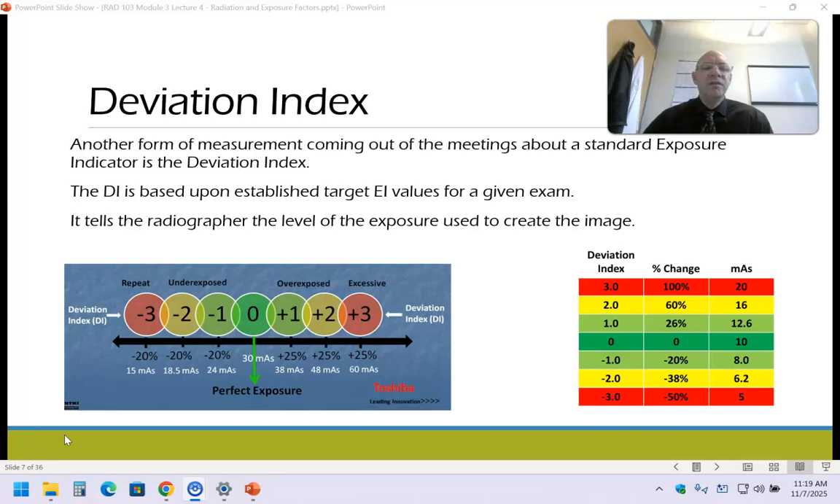When you get to -2 and certainly -3, you're probably looking at quantum mottle at this point. You certainly didn't use enough technique at all. And so I bet you have a speckled appearance type of image, and you probably have to repeat that exam. The good news is it was an underexposure, so the patient didn't get as much x-ray, but you got to do it again. So that's what deviation index is.